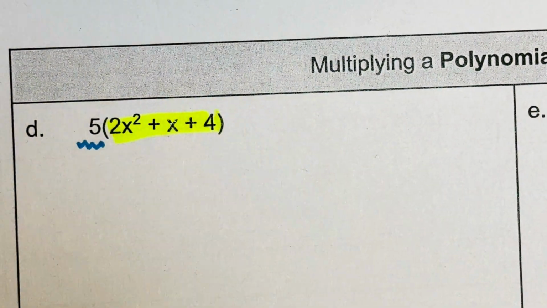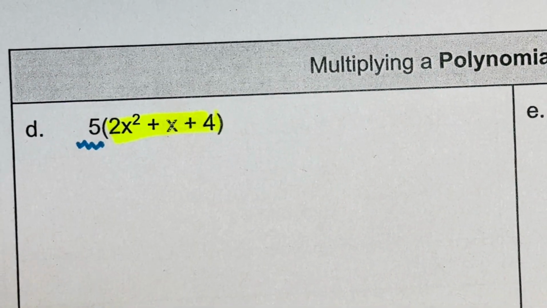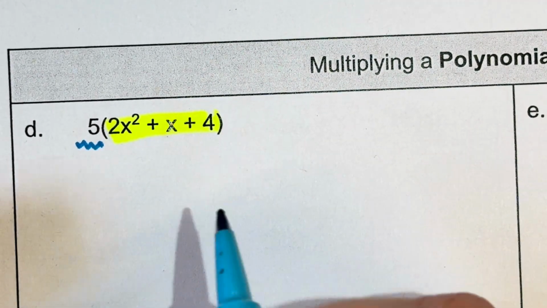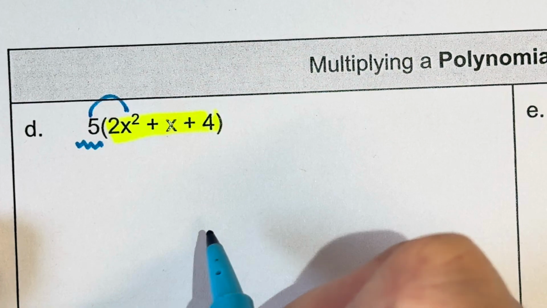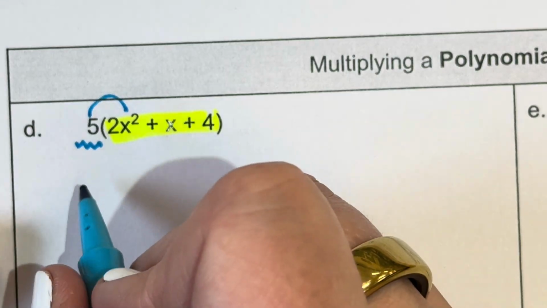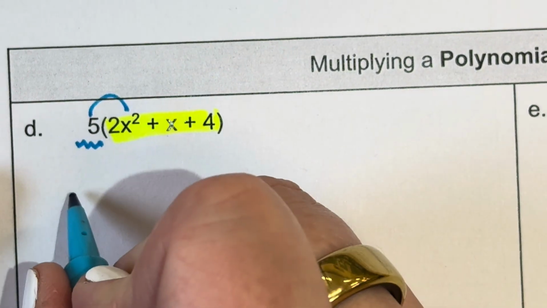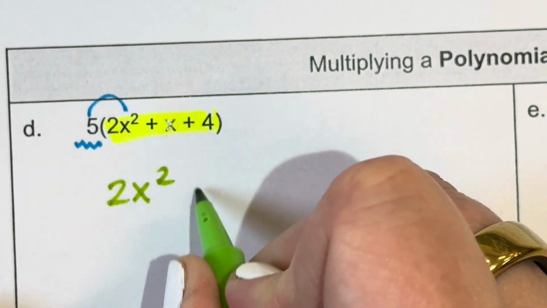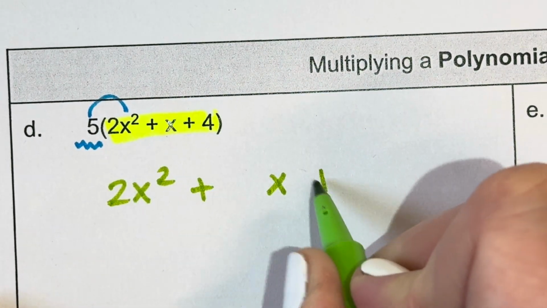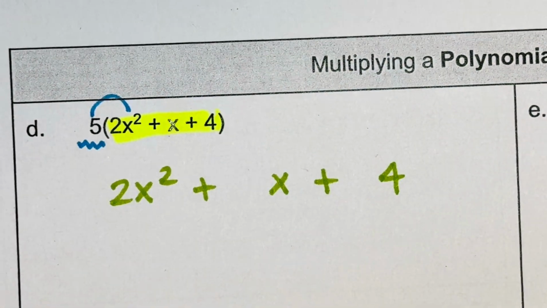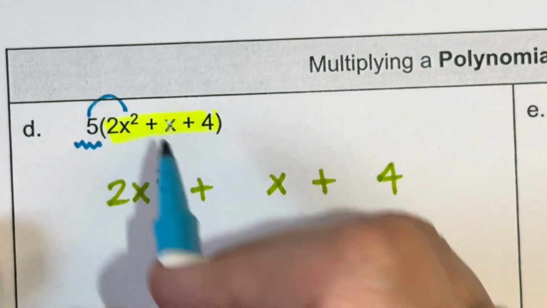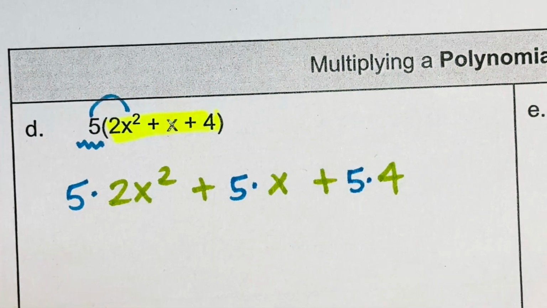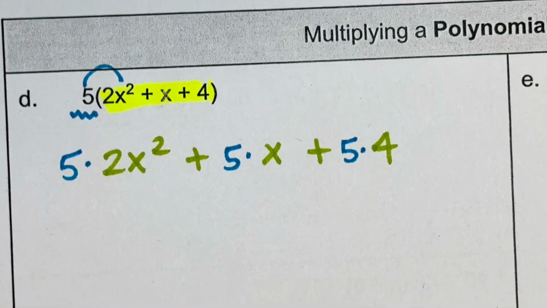So this is a review of middle school. This is the distributive property. This 5 has to multiply to everything. And so 5 times 2x is going to be, well, actually, let me rewrite this. So the 5, I'm going to rewrite this polynomial, 2x squared plus x plus 4. I'm spacing them out on purpose because the 5 is going to multiply to every single one of these terms. So we've got the distributive property happening here.